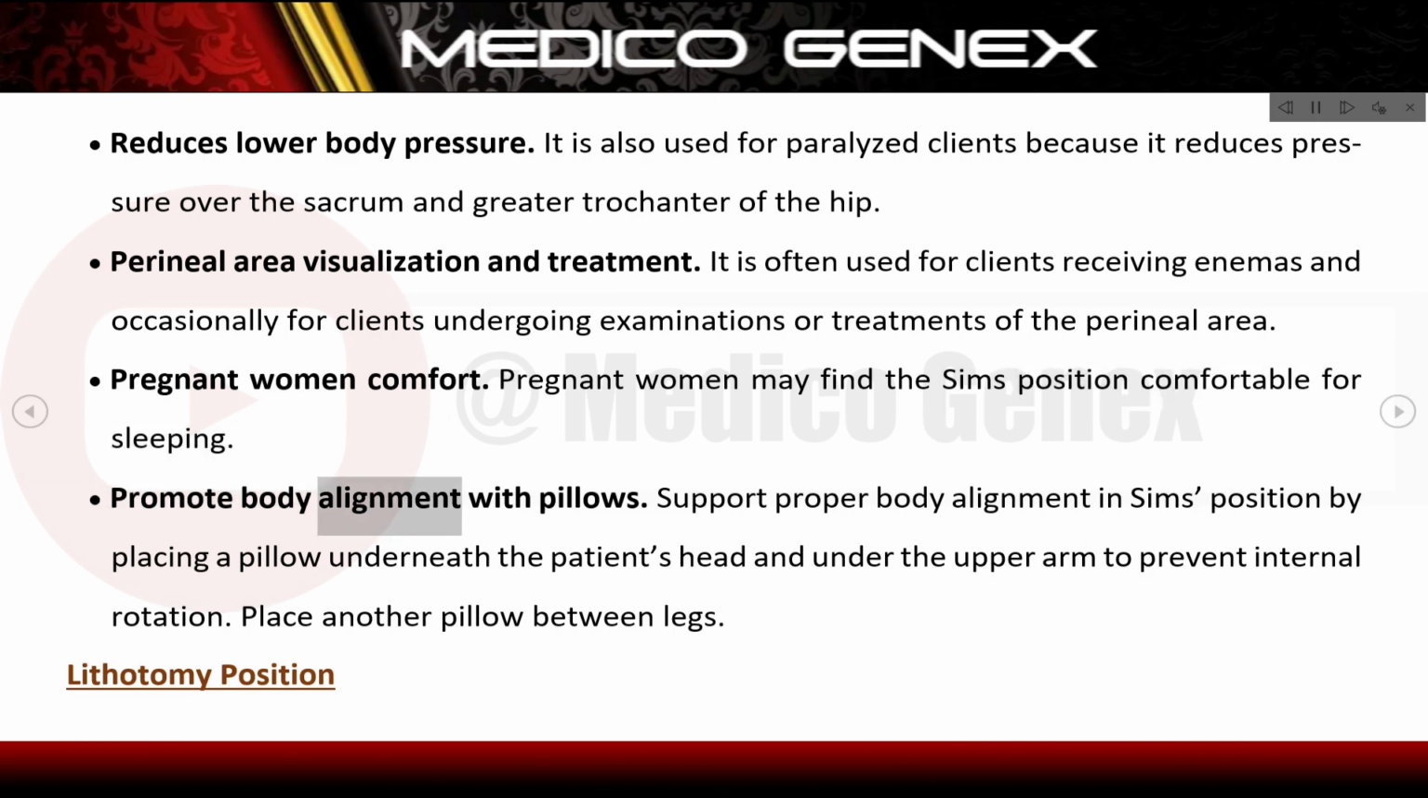Promote body alignment with pillows. Support proper body alignment in Sims position by placing a pillow underneath the patient's head and under the upper arm to prevent internal rotation. Place another pillow between legs.